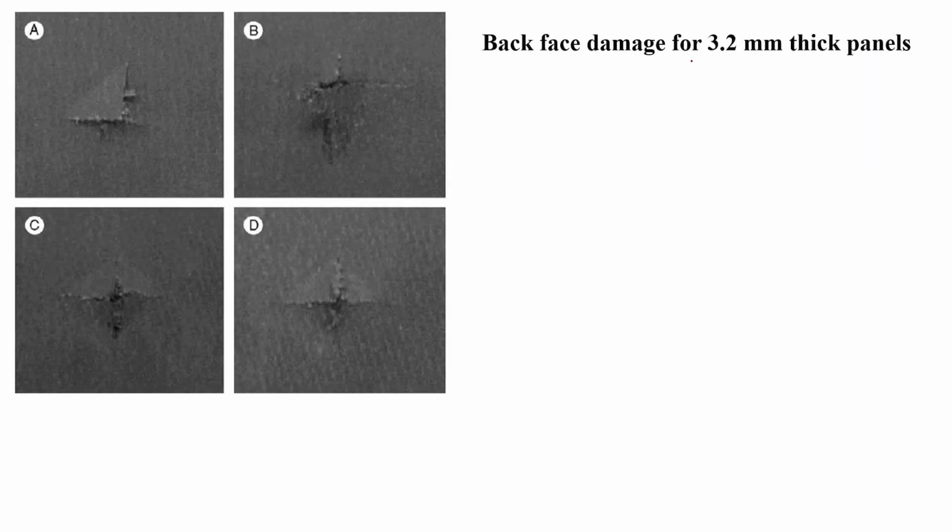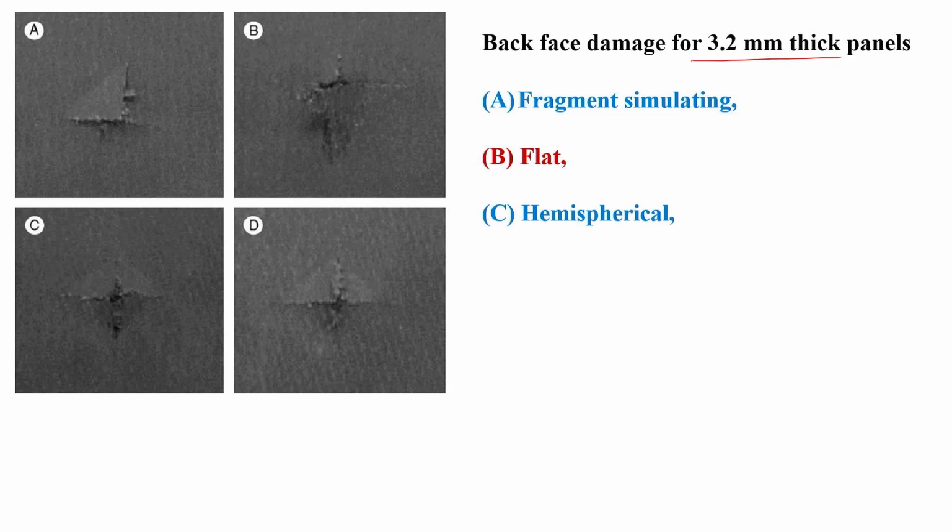Now see, it is a thinner 3.2 millimeter thick panel. Here the shapes are different. You can see the fragment simulating, flat B, C is the hemispherical and D is the conical projectile. Here the conical.